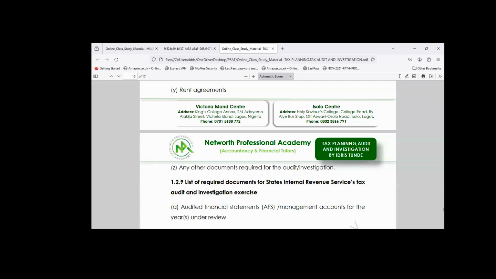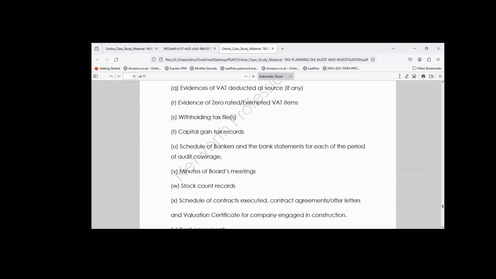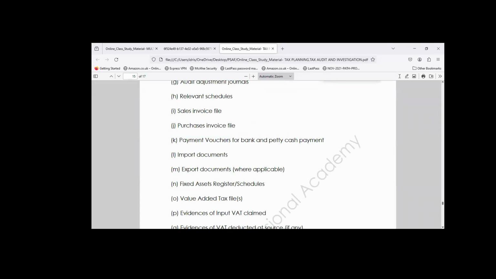Rent agreement. Please give us your rent agreement. The purpose of your rent agreement is to look at whether your landlord, the landlord of your company, is an individual or a corporate organization. If it is a corporate organization, it is mandatory for you to deduct withholding tax. If you don't deduct withholding tax, you are the one that will pay the withholding tax. So these are the list of documents required for FIRS tax audits. It is good for us to know at least 15 of them. Withholding tax file, import documents, export documents. So please, let's know that.